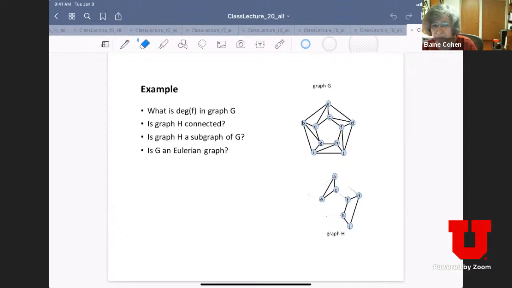Okay, so we have 10 vertices in this graph G. Each vertex has 4 edges incident on it. How many edges are in the whole graph?